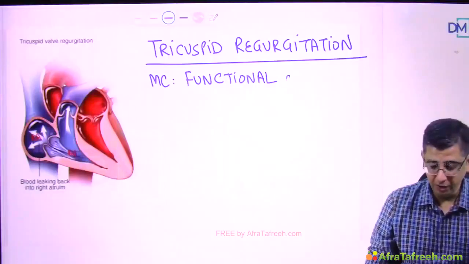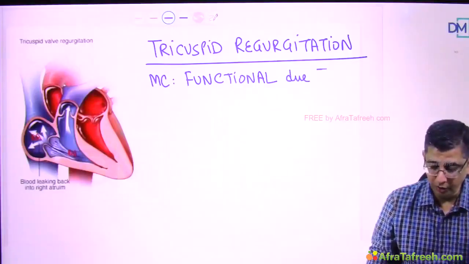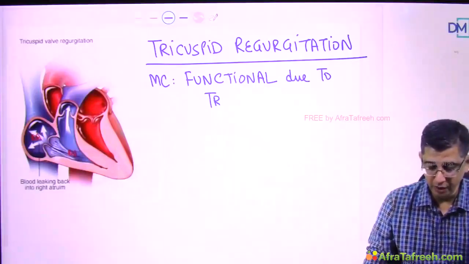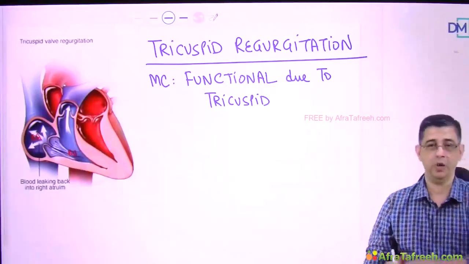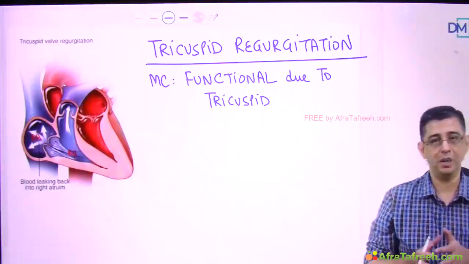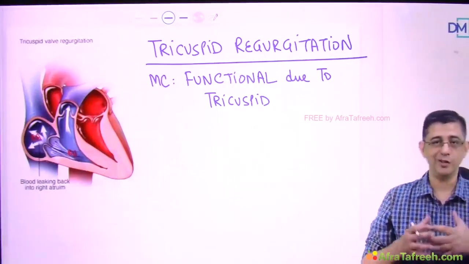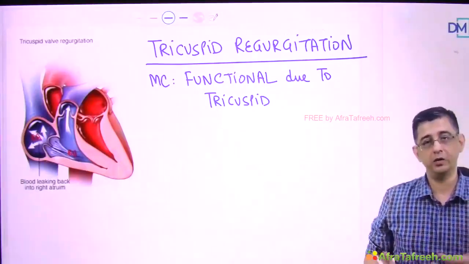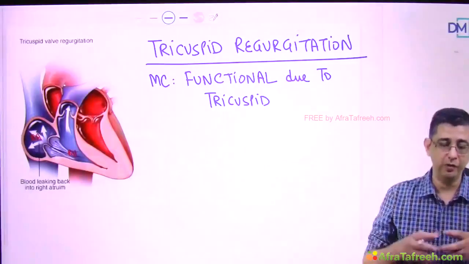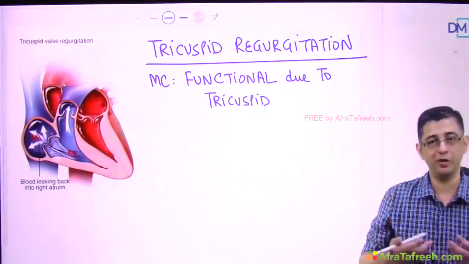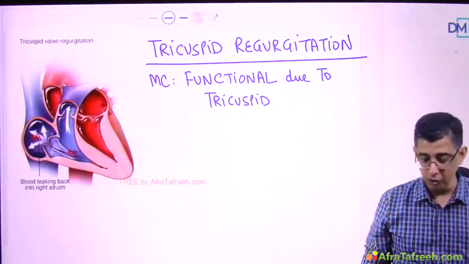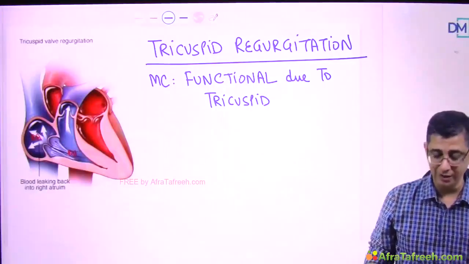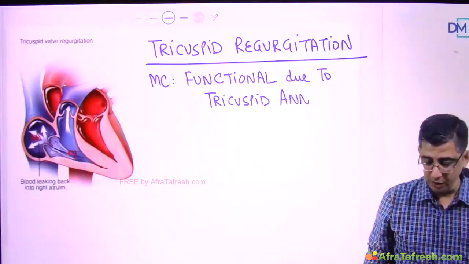What I mean by functional is due to tricuspid annulus dilatation. Let us say a patient is having dilated cardiomyopathy. Now here there's a dilatation of the heart, there's an enlarged globular heart, so the tricuspid annulus and the mitral annulus also dilate, and because of that the valve leaflets are relatively not able to approximate properly and the blood can leak. So functional, as I said, due to the tricuspid annulus.